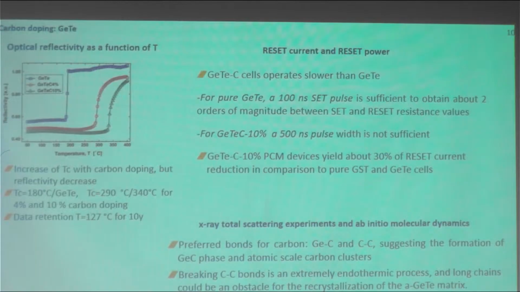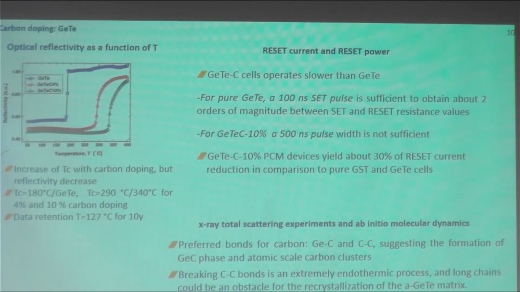But nevertheless, there are also other materials like carbon doping. This year, there was also one publication on the doping of GST with carbon. They showed very nice performance of the cells with high endurance and low switching currents.